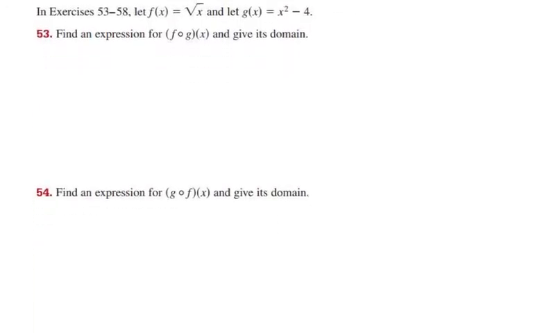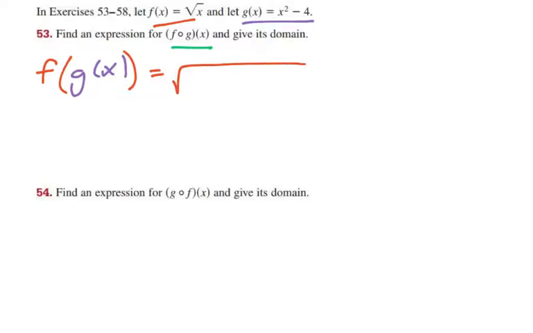Alright, moving on to number 53, we're going to find an expression for f of g of x, f o g of x, and give its domain. Ooh, alright. So that means that I'm going to take the f equation and put the g inside of it. So it's going to be f of g of x. That's what the f o g indicates. So that means that I'm going to write the red equation, which is just a big old square root of x, erase the x parts, which there's only one of them anyway, and then put in the g equation.